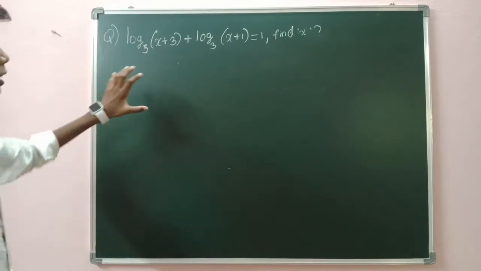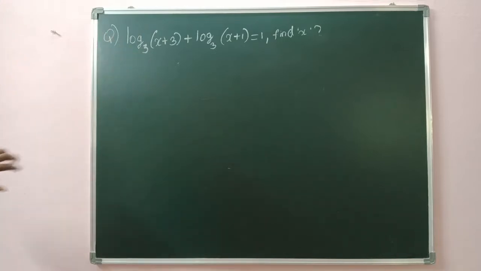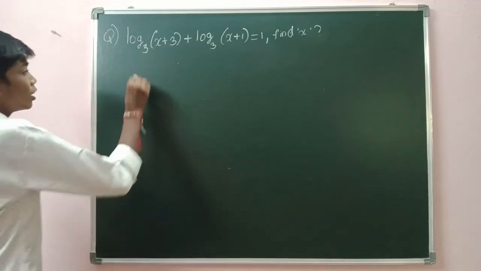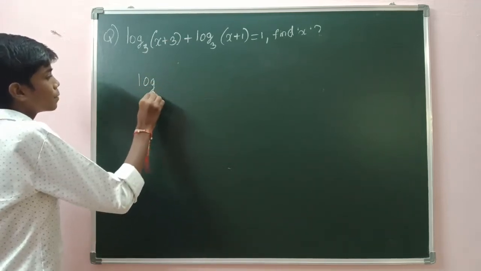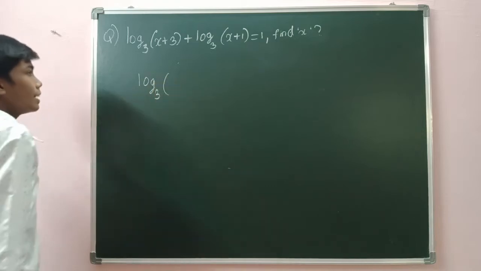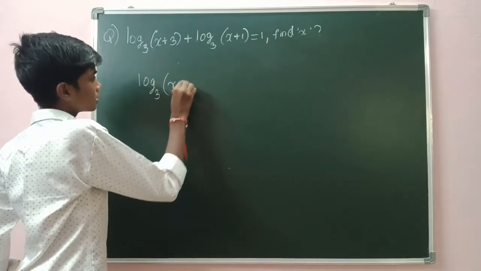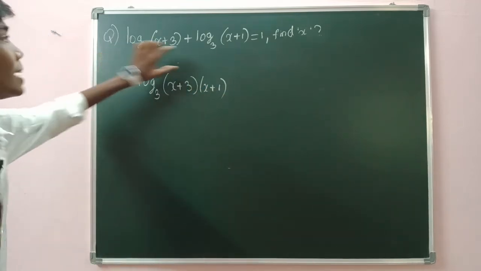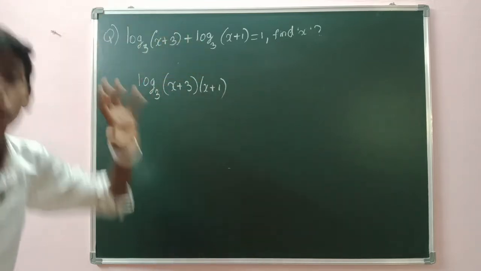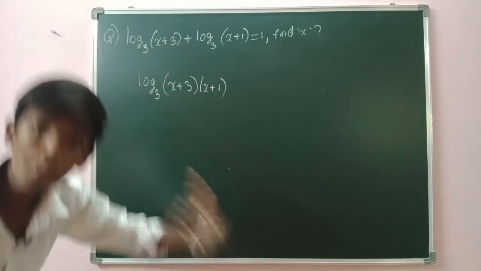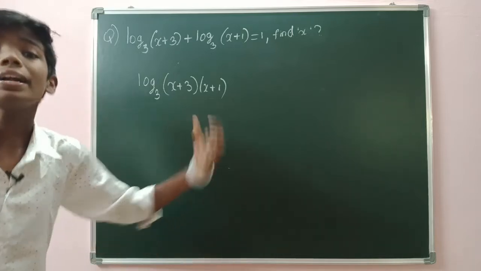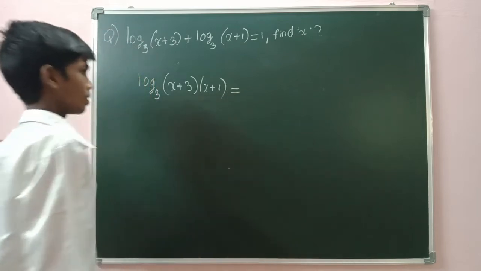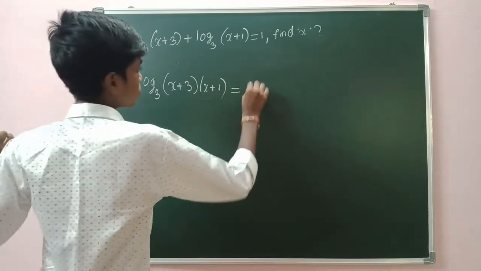So first you solve the LHS. This is the kind of expression I am having here. Therefore, using the property, the same LHS can be written with base 3 only, as log of x plus 3 into x plus 1. Using the log properties, when the base is the same and you are supposed to add two logarithms, you can put the same base and multiply the inside values, and that is what I am doing here, and that is given as 1.